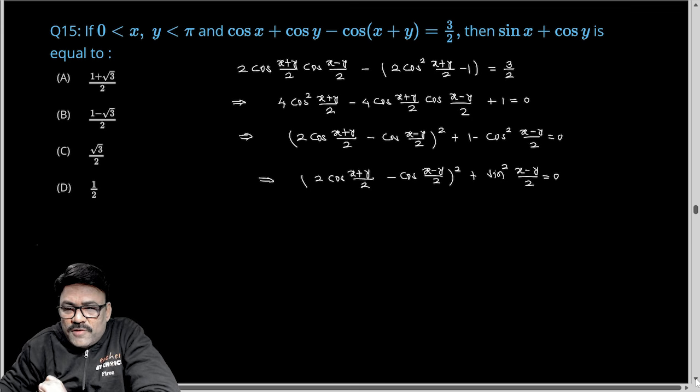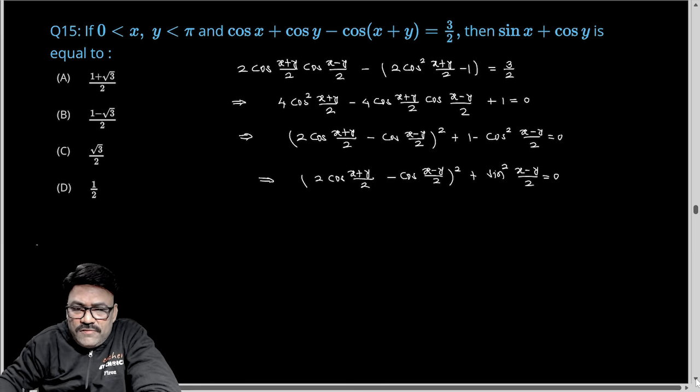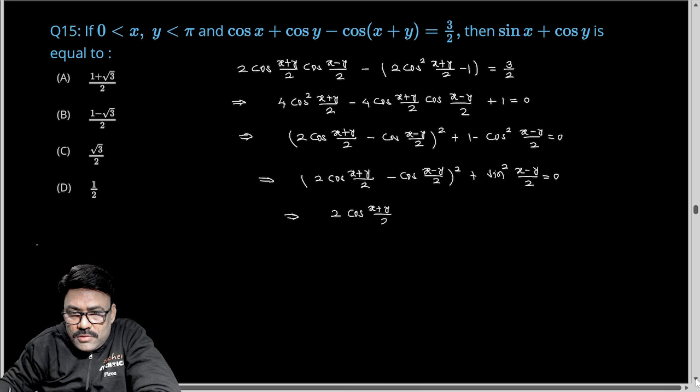Now the sum of two perfect squares is 0. A perfect square cannot be negative. The sum of two perfect squares is 0 only when both these perfect squares are 0. So that means 2 cos (x plus y)/2 must be cos (x minus y)/2, and this sin (x minus y)/2 must be 0.